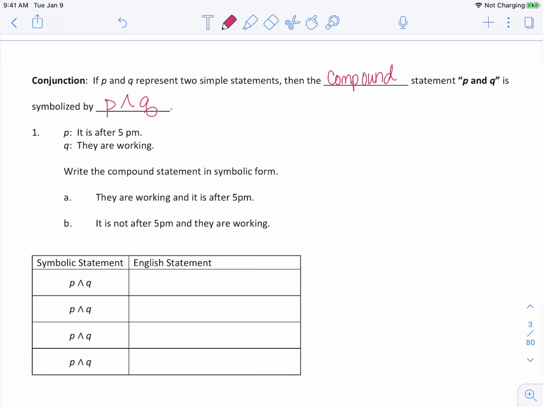So here's our first example. So P represents the statement, it is after 5 p.m. Q represents the statement, they are working. We're going to write this compound statement in symbolic form. So I want you to take a minute or two and write each of these in symbolic form.